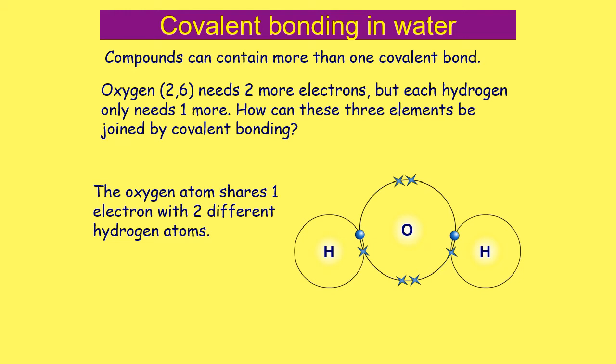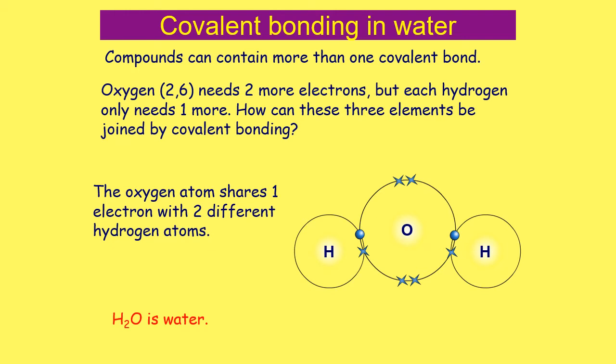And this means if we look at the circle for hydrogen on the left, it has 2 electrons in its outer shell now, and so it is stable. The hydrogen on the right-hand side has 2 electrons in its outer shell, and so it is stable. And if we look at the oxygen in the middle, it has 8 electrons now in its outer shell, so it is stable. And H2O is water.